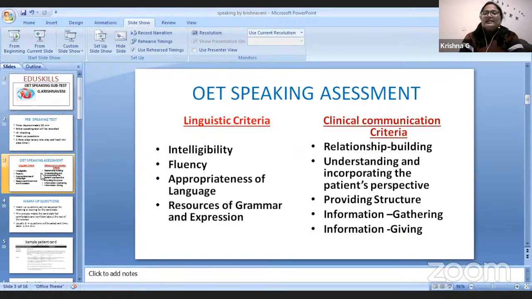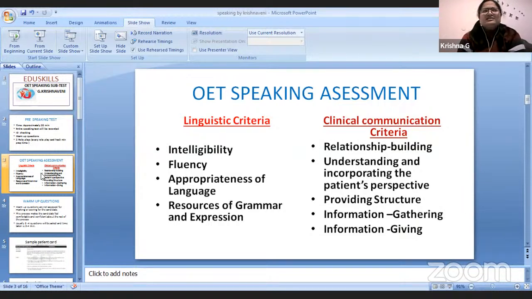And the clinical communication criteria. In this, relationship building: for example, when I start the role play card, I say to him, hello, my name is Krishna, I'm one of the nurses working in this GP clinic. So I start by introducing myself to the patient. If I don't do that, and directly say, okay, William, the doctor told you to take the injection, so I came here to give you the injection.